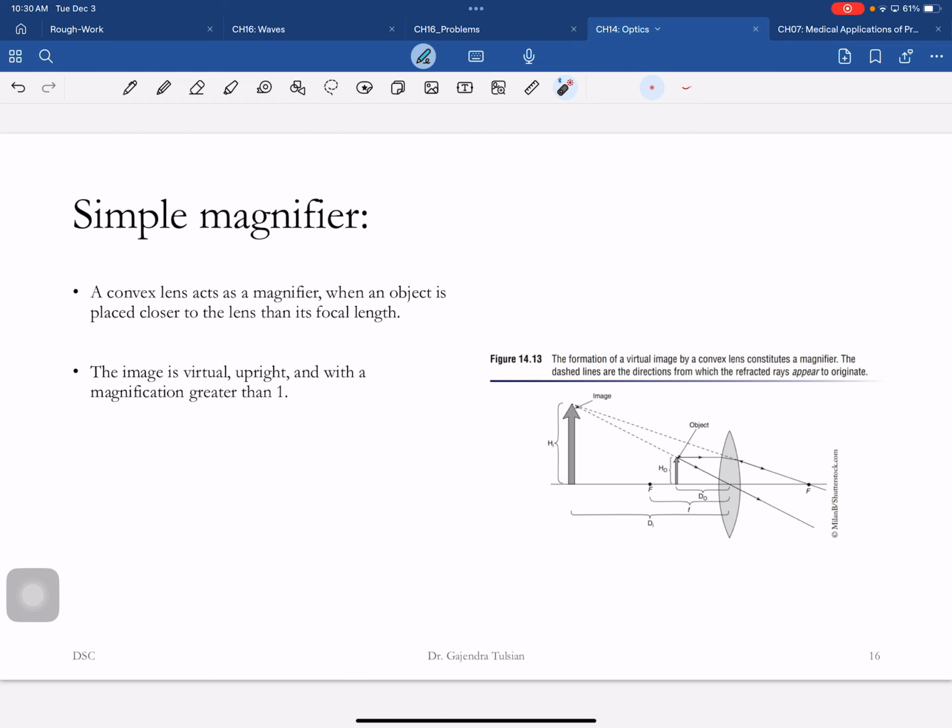So this is a simple magnifier. Okay. This is a convex lens. There is the focal point. If the object is placed within the focal point, this ray goes out like that, and this ray going through the center goes straight through. If you're looking at these rays, again, your brain thinks these rays are coming from that point, and that's where the image is formed. So this is called a virtual image because actual rays are not intersecting at that image point.